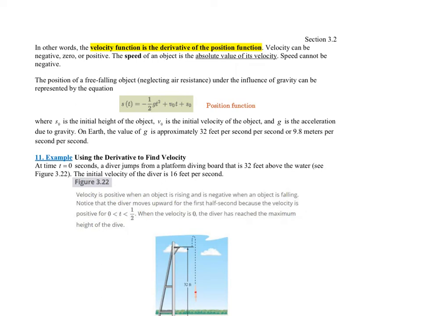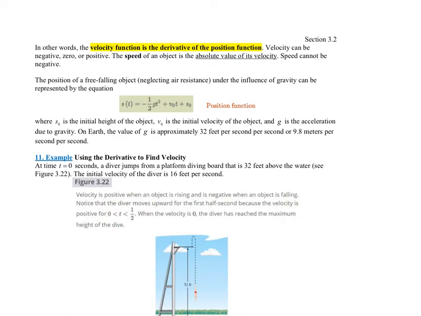So this is just repeating what's on the previous page. It says, in other words, the velocity function is the derivative of the position function. Velocity can be negative, 0, or positive. Remember, velocity has direction. Speed is the absolute value of the velocity.